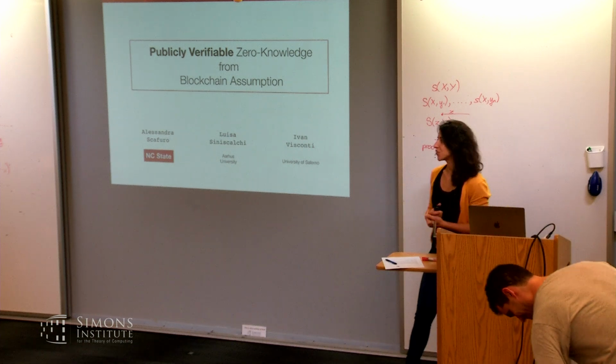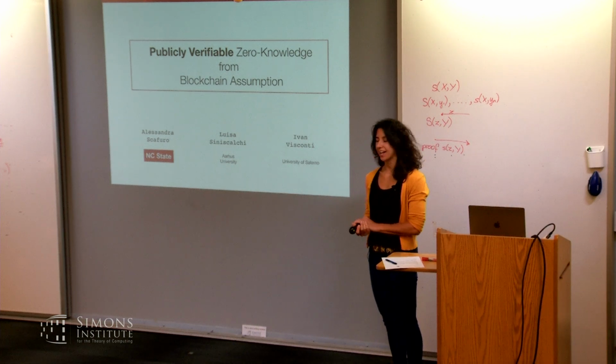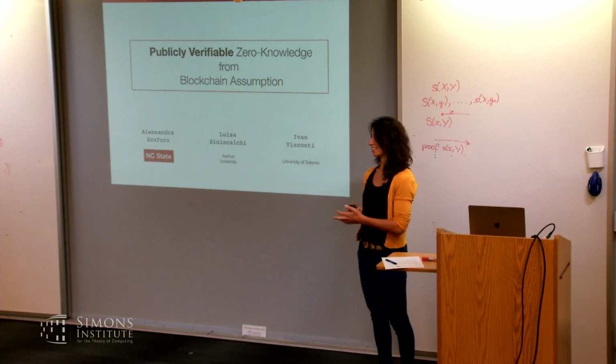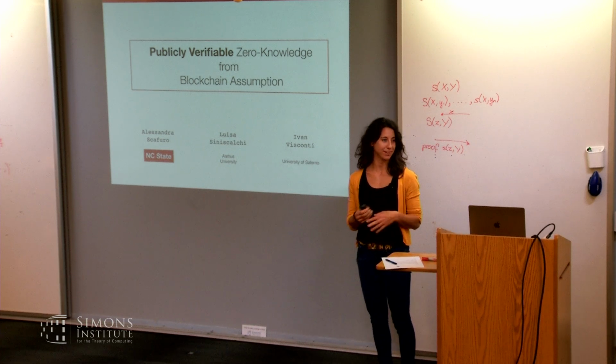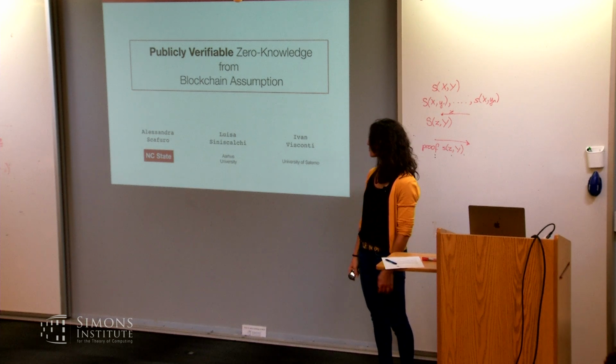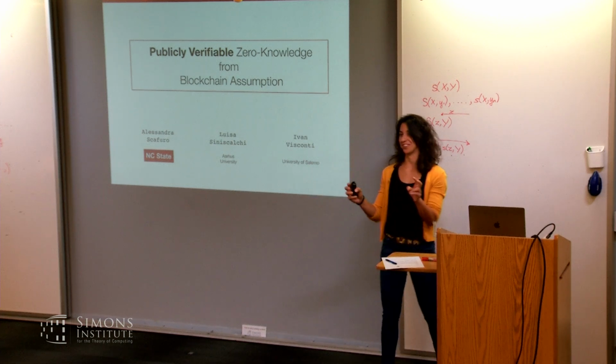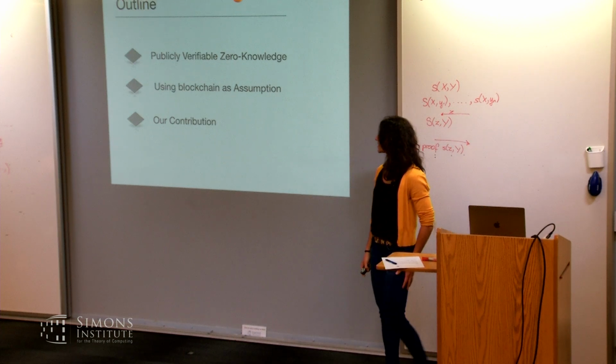Guys, this is joint work with Luisa Siniscalchi and Ivan Visconti. As Mary just said, trusted setup can be instantiated badly. So in this work, we want to do publicly verifiable zero knowledge without trusted setup, but just leveraging the blockchain assumption. So what is the outline of the talk?